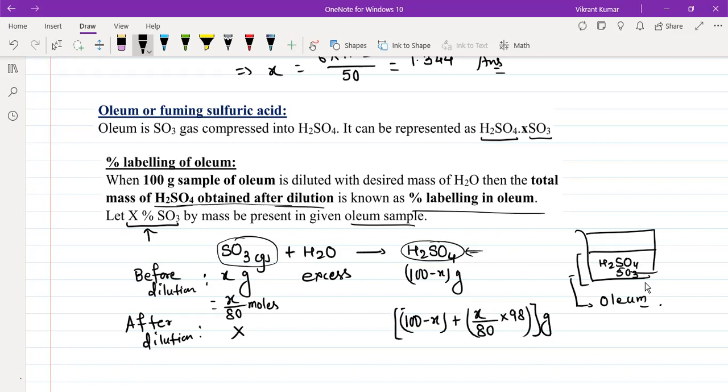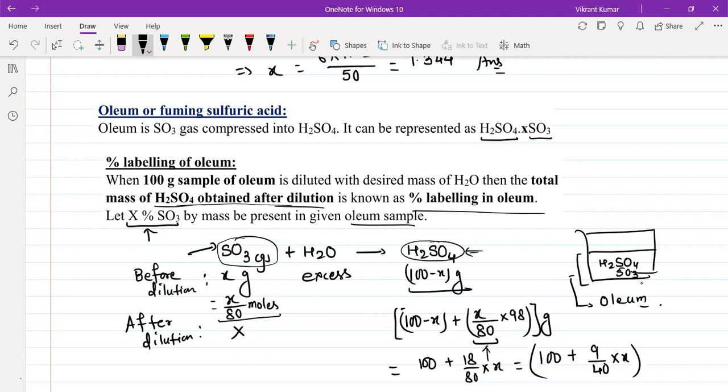Is it okay? This was mass. Moles of SO3 consumed will be equal to moles of H2SO4 produced. And that's why we have taken that if initially X by 80 moles of SO3 was present, the same moles of H2SO4 has been produced. And these many moles will have what mass? These many moles into the molar mass of H2SO4, that is 98. So that's why ultimately if you see this calculation, it is giving you 100 plus 18 by 80 into X, or we can say 100 plus 9 by 40 into X.